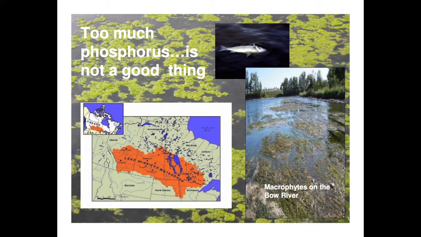We are in the very upper reaches of the Lake Winnipeg watershed, as you can see on this map. We don't often think about that. You know, the Bow River is actually a tributary of the South Saskatchewan River, which meets up with the North Saskatchewan River in Saskatchewan, eventually flows into Lake Winnipeg and then onto the Hudson's Bay.